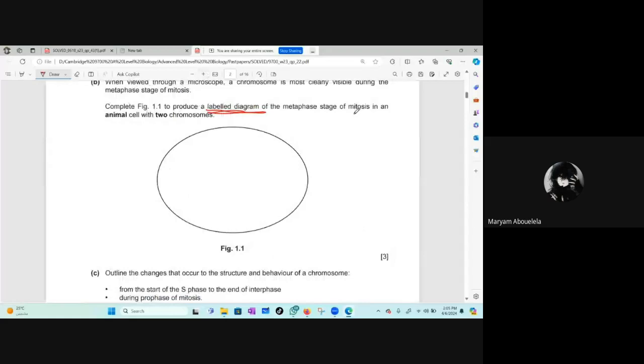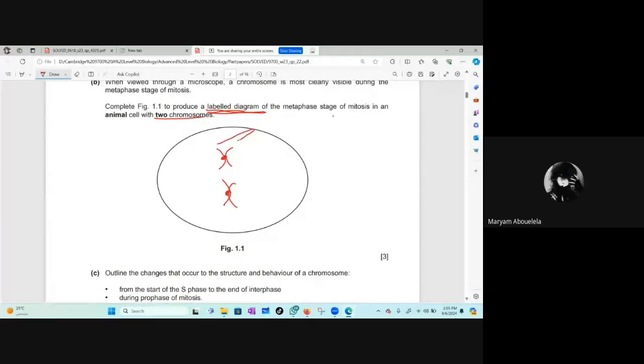In metaphase, the chromosomes align at the middle part, also known as the equator. Very good. Okay, you will now draw 2 chromosomes. How will you draw them? They are stuck to each other. Something like this.